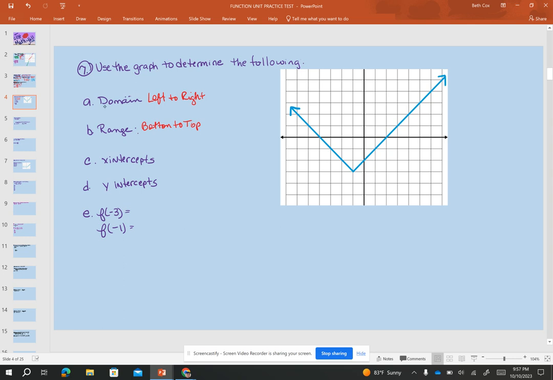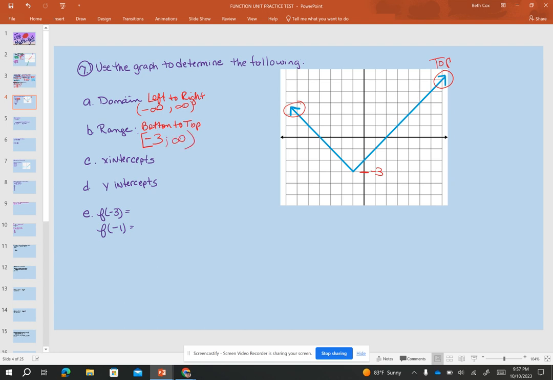So if we look at the left of my graph, I have an arrow. That's negative infinity. Look at the right of my graph, I have another arrow. That's positive infinity. The domain of this function is negative infinity to positive infinity. When I look at the bottom of my graph, I have this point right here, and range is y values. So that's -3. And it's an actual point, so it gets a bracket. The top of my graph is way up here, and it is an arrow, so that's positive infinity.